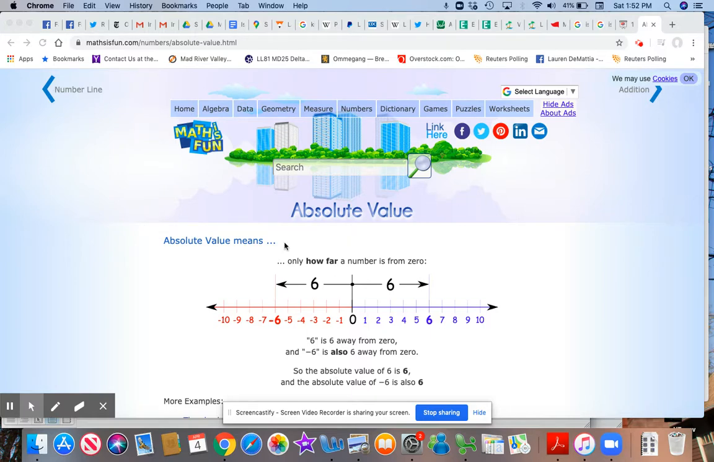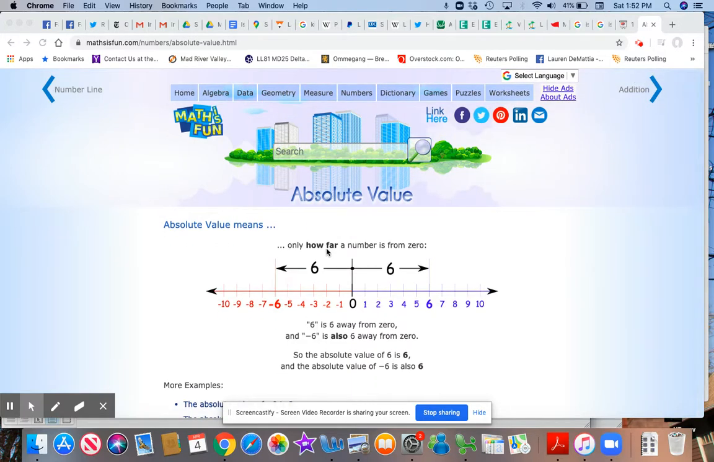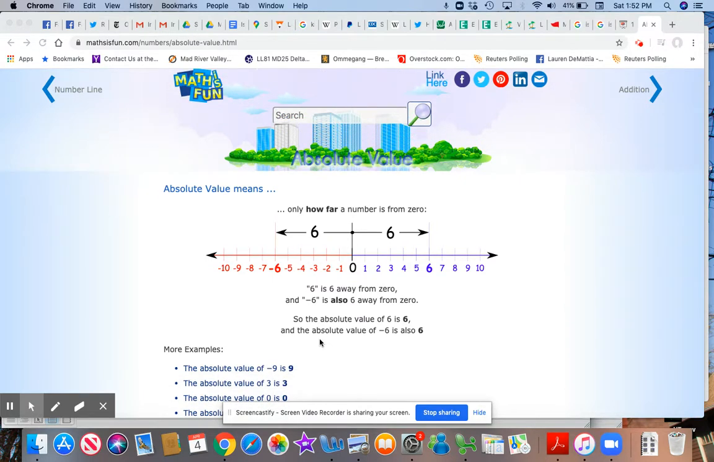So absolute value, as you may know, is how far a number is from zero. So -6, for example, is 6 away from zero, and 6 is 6 away from zero. So it means the absolute value of 6 is 6, but the absolute value of -6 is also 6. So absolute value, as you guys I think already know, is always positive.